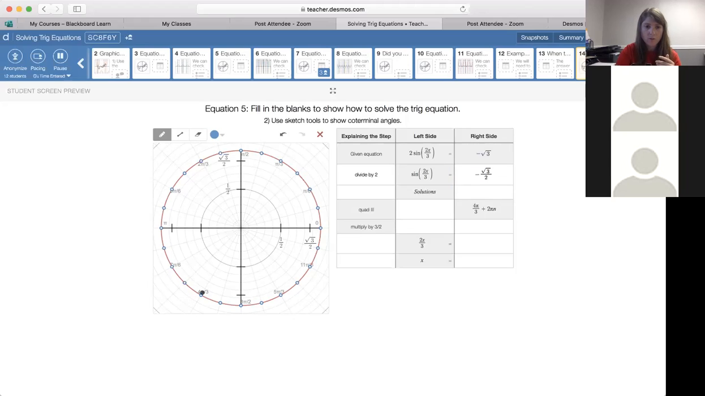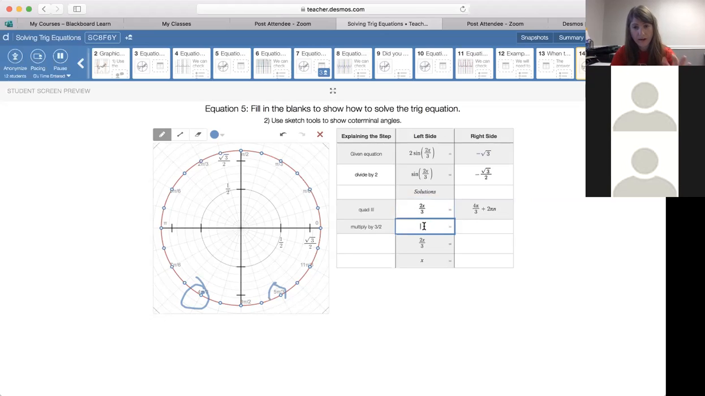Okay, so in other words, this isn't where we're going to end up, but we're starting really at these two. Okay, but what we have to say is 2x over 3 equals 4 pi over 3 plus 2 pi n. Then your other half that you'll get to in a second would say 2x over 3 equals 5 pi over 3 plus 2 pi n.